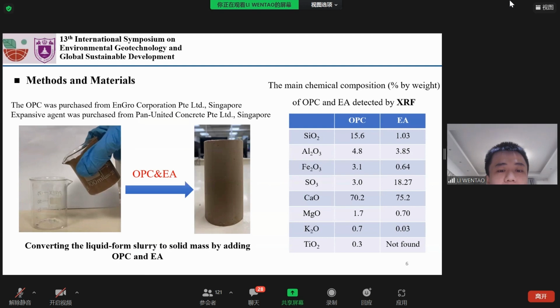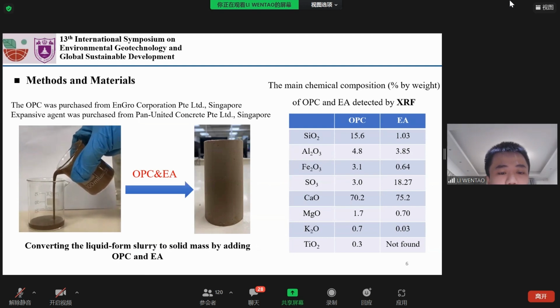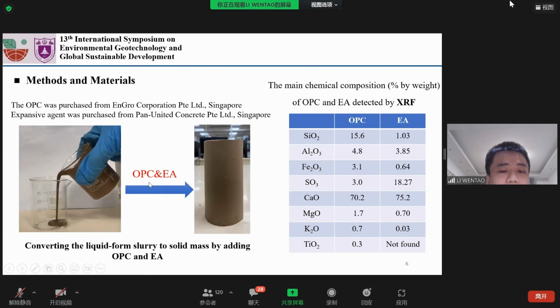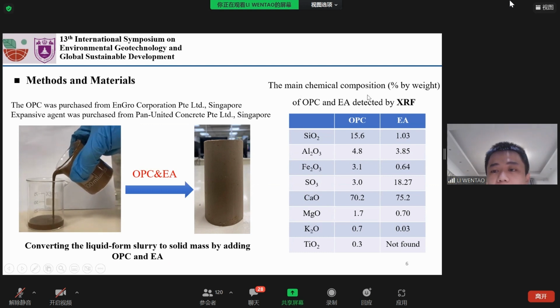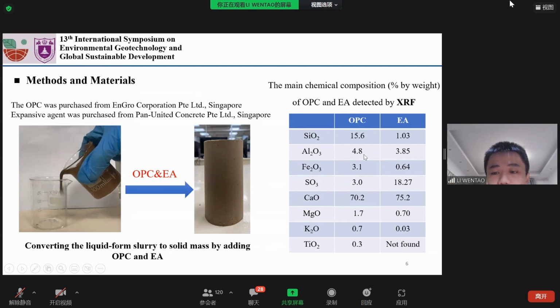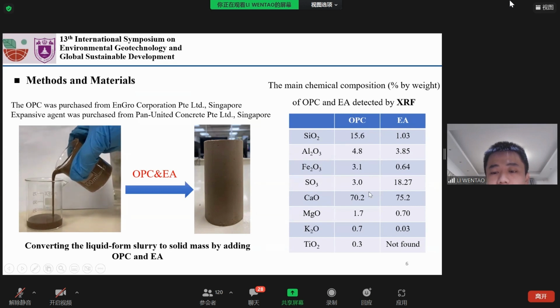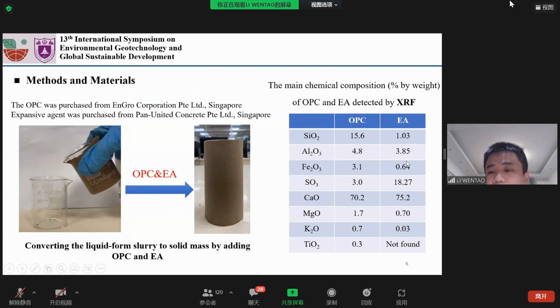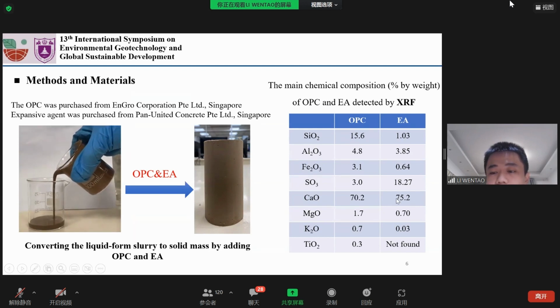Here, we use both ordinary Portland cement and the expansive agent to convert the dry clay slurry from the liquid form to a solid mass. These two materials were both purchased in Singapore, and their main components are listed here. For the ordinary Portland cement, the main component is calcium oxide, and there is a high content of silicon oxide. For the expansive agent, the main component is calcium oxide, and there is a relatively high content of sulfur oxide.